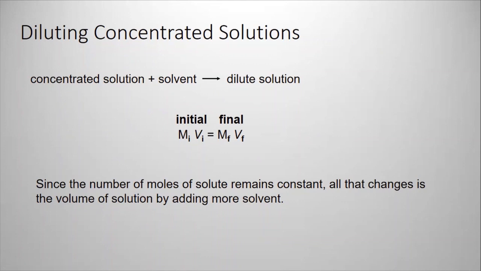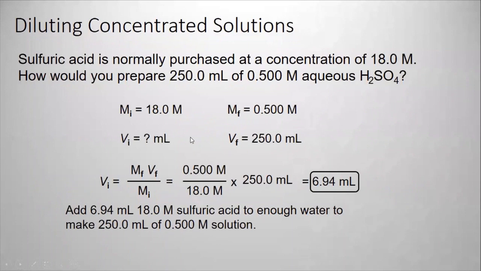Here is the equation that we'll use. We have initial condition and we have final condition: MiVi equals MfVf, where Mi is the initial concentration, Vi is the initial volume, Mf is the final concentration, and Vf is the final volume. You'll be given 3 out of 4.